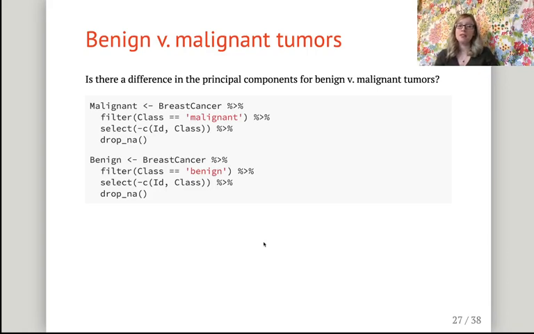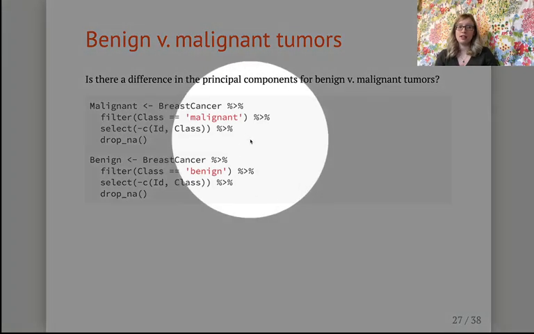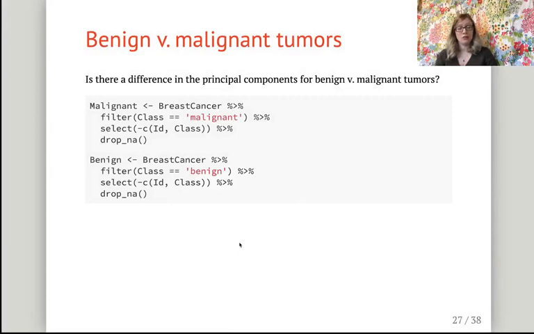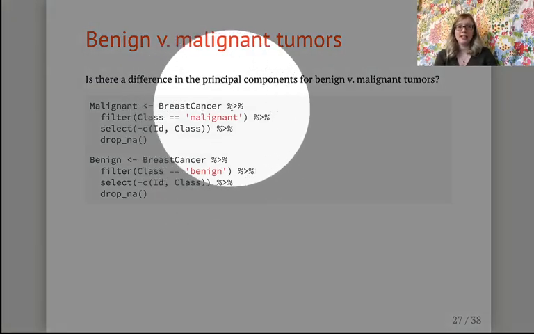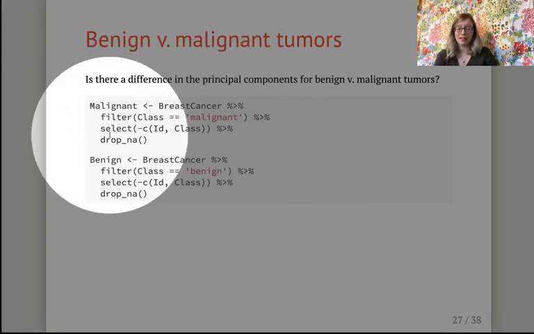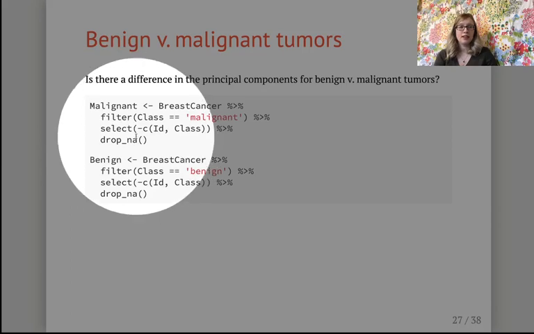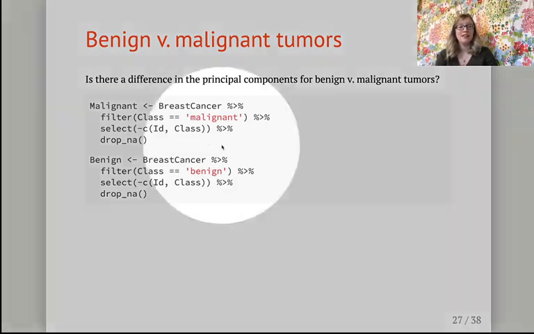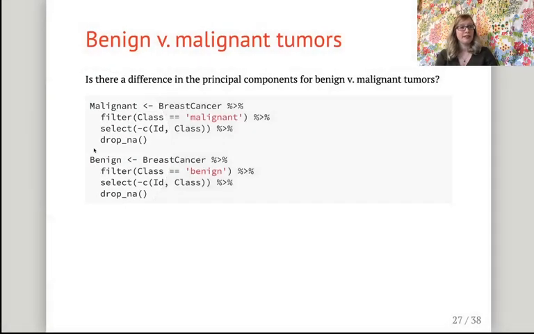Now I'm going to set up these two data sets, one for the malignant tumors, one for the benign tumors. I'm going to use a different notation for dropping these NAs. I'm going to use tidyverse style notation, so let me walk you through this if it's been a while. We'll take the breast cancer data set. We'll filter out and only keep class malignant. We'll then select using a negative, which actually removes these variables. So we'll remove ID and class, and then we'll drop the NAs. Same for benign.